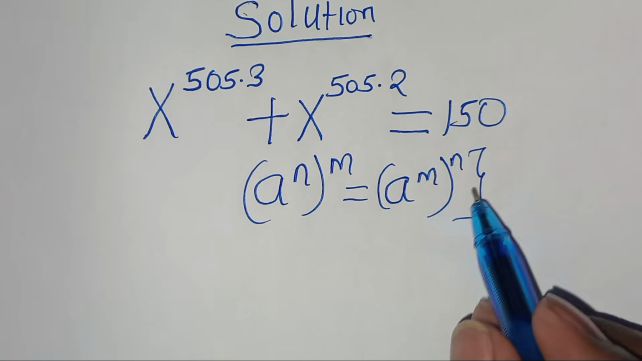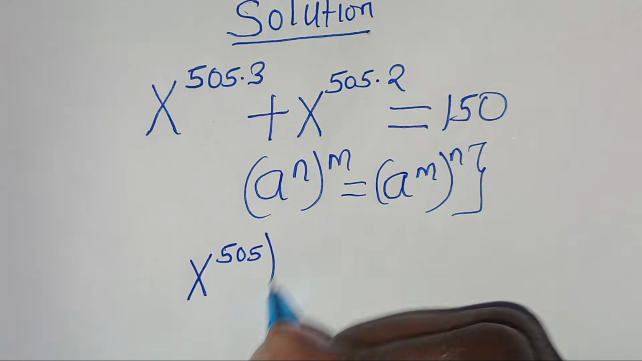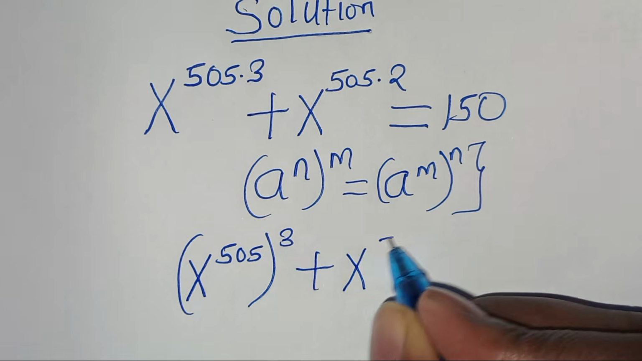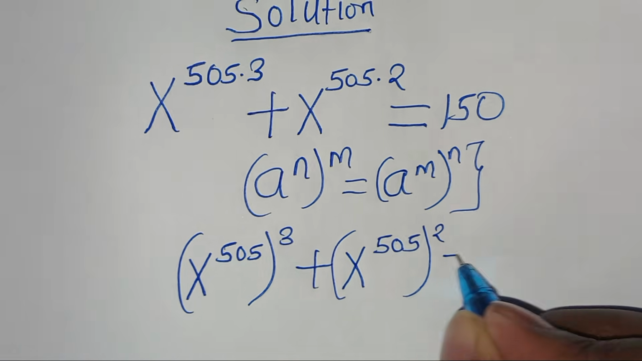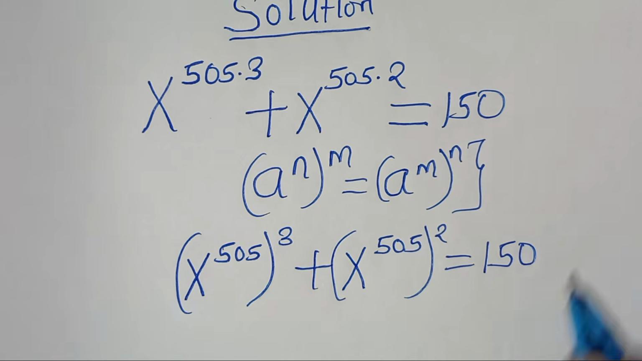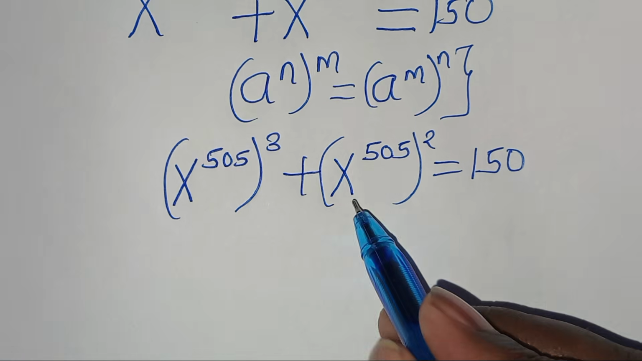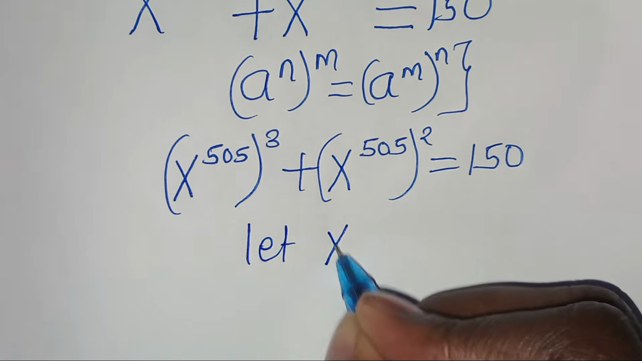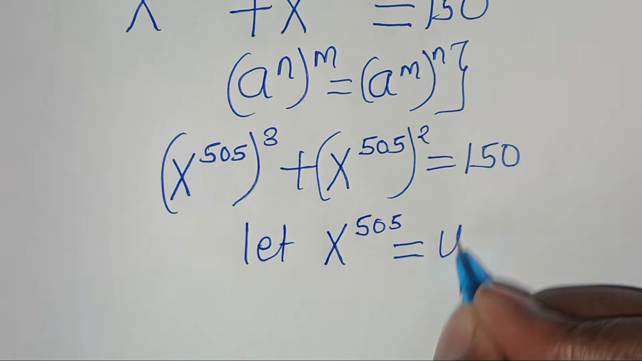Applying this exponent property, we have x to the power of 5 raised to the power of 3, then plus x to the power of 5 raised to the power of 2. This is equal to 150. Now, since we have x to the power of 5 here and x to the power of 5 here, we can let x to the power of 5 be equal to u.